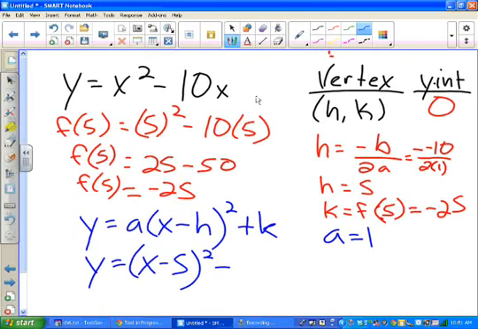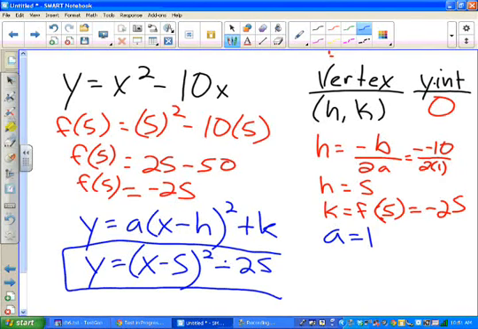So if I plug in h and k, I should get my equation. In other words, y equals (x minus 5) squared minus 25 is the same as y equals x squared minus 10x.